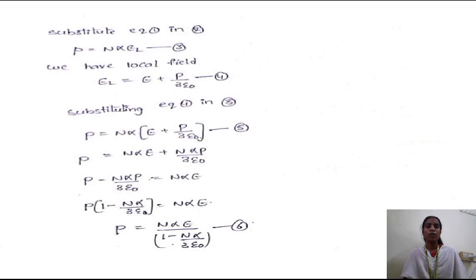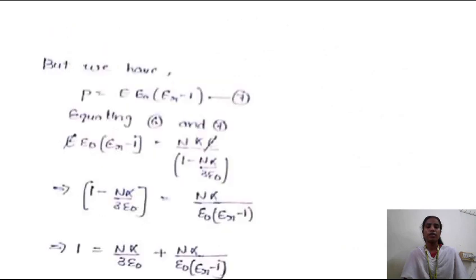Next, P equals N alpha E plus N alpha P by 3 epsilon naught. P minus N alpha P by 3 epsilon naught equals N alpha E. P into 1 minus N alpha by 3 epsilon naught equals N alpha E. P equals N alpha E by 1 minus N alpha by 3 epsilon naught, equation 6.